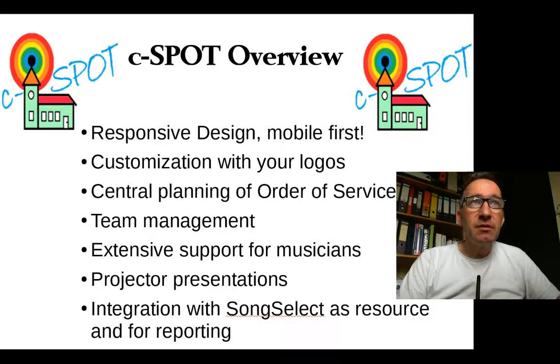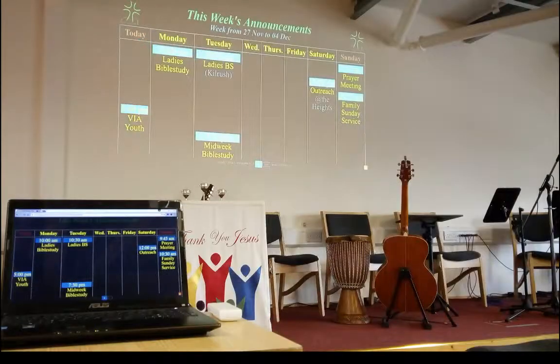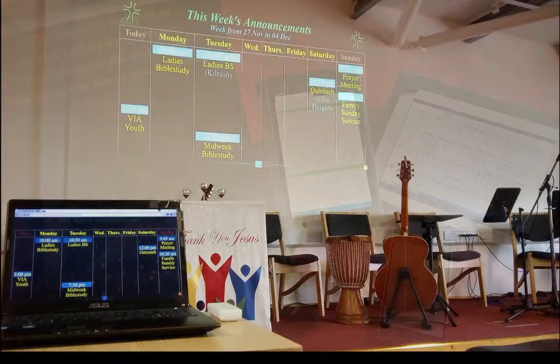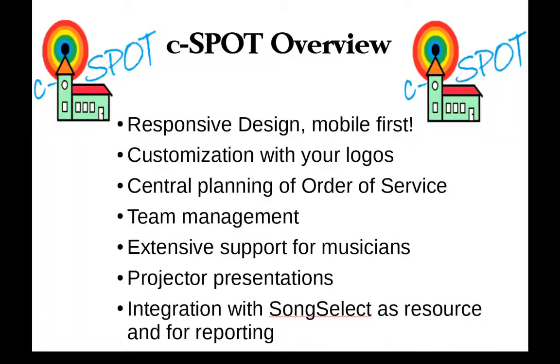What is C-spot? In this video I want to give you a high-level overview of this tool, its features and capabilities. Now, C-spot was designed to help churches organize their meetings, people and resources. Its goal is to provide everyone with the necessary information using any device of their choice, be it a mobile device, a tablet, or a laptop, or a desktop computer to smoothly run a church service.